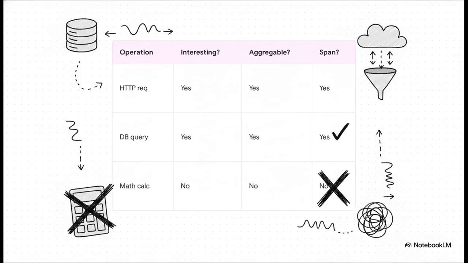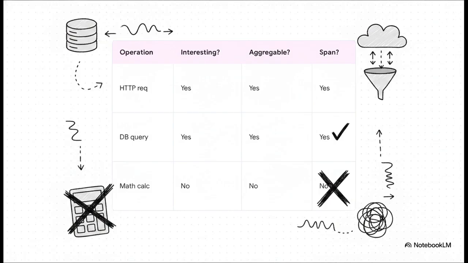Here's a quick little heuristic checklist for you. The two vital questions are, first, is the operation interesting? And second, is it aggregable? Let's take a database query, for example. Is it interesting? Well, yes, it's input/output bound and can have wildly variable latency. Is it aggregable? Yes, again, you can group it by query type to spot trends over time. So, boom, it earns a span.